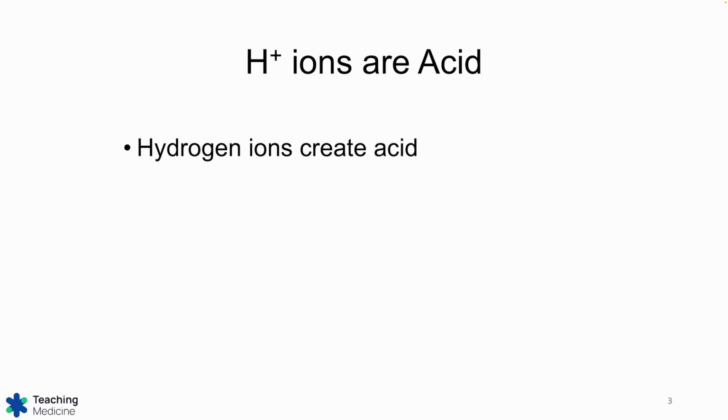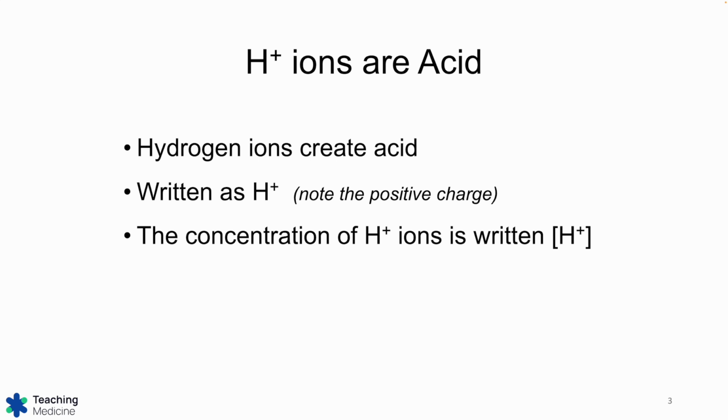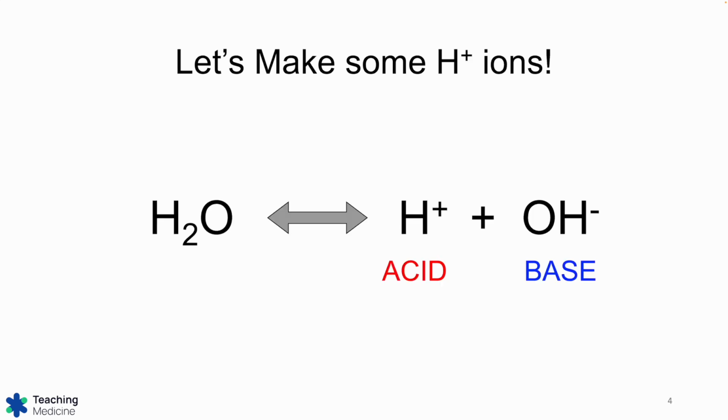Essentially, hydrogen ions create acid, and they're written as capital H with a superscript plus sign to note that it has a positive charge. The concentration of hydrogen ions is written with square brackets. And a higher concentration of hydrogen ions means more acid.